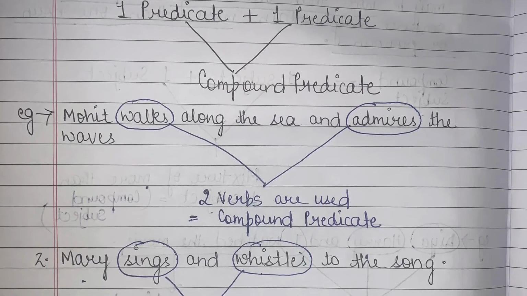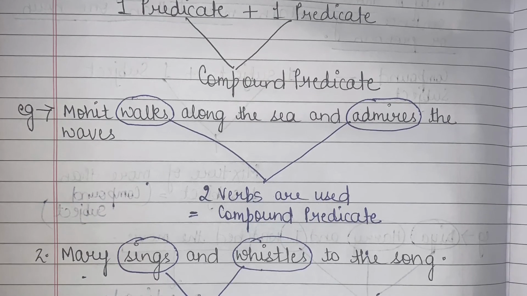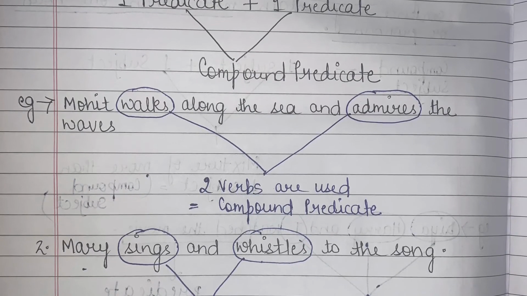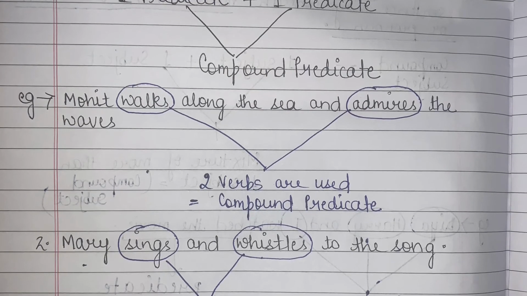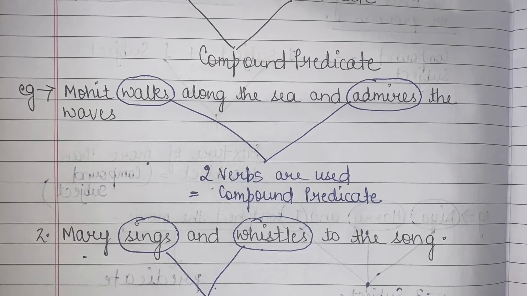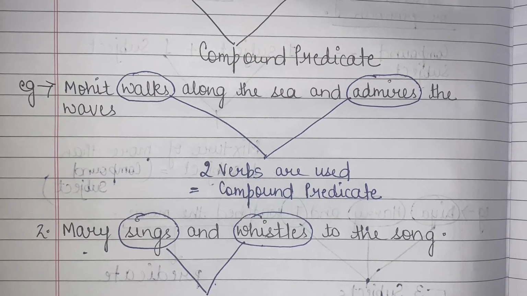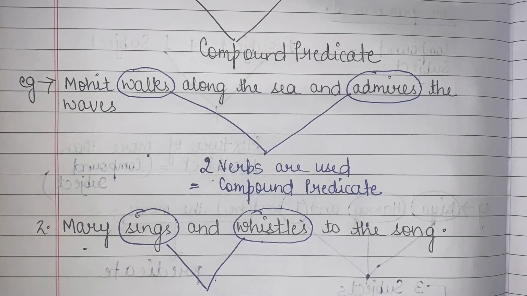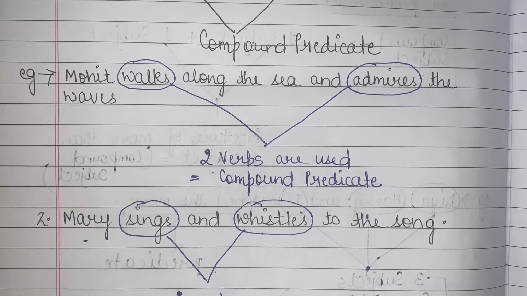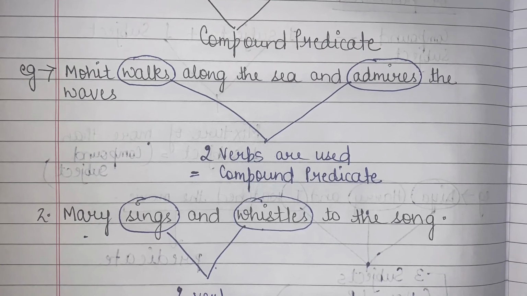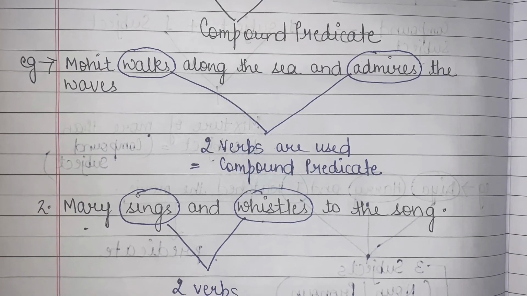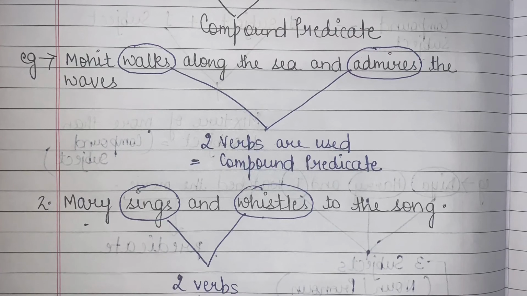And what work is being done by Mohit? He is doing two actions at a particular time. What actions is he doing? He is walking, right, as well as admiring. Can you see? Two verbs are given: walks along the sea and admires the wave. So it means that my one subject is doing two works, right? Two actions are being performed by this one subject. So it means this is my compound predicate. Is that clear to you all? When two verbs are used in a sentence, that would be my compound predicate.